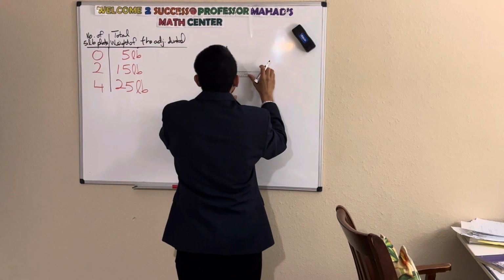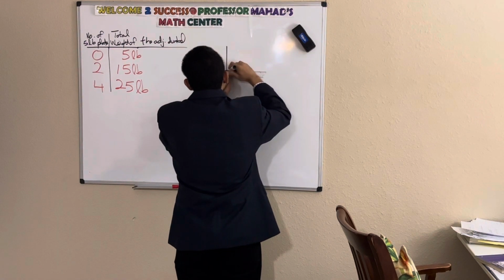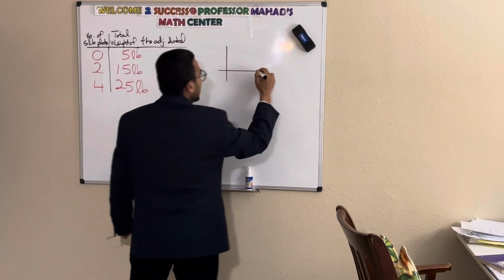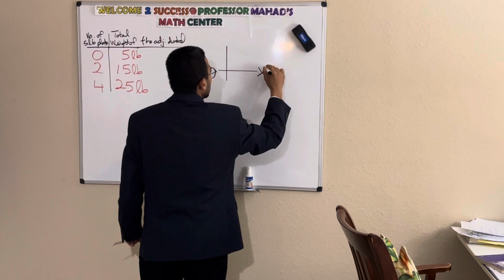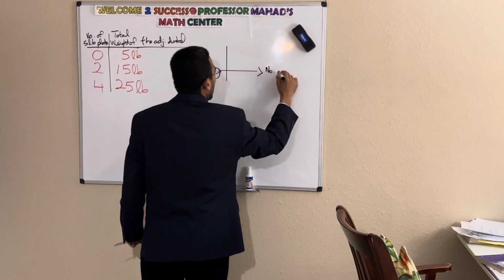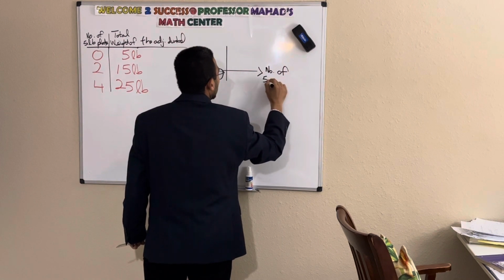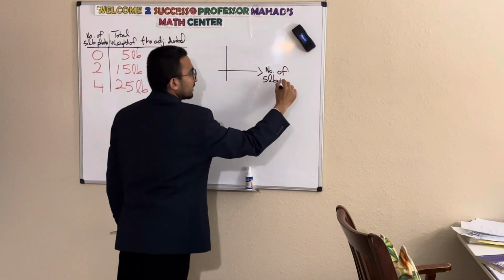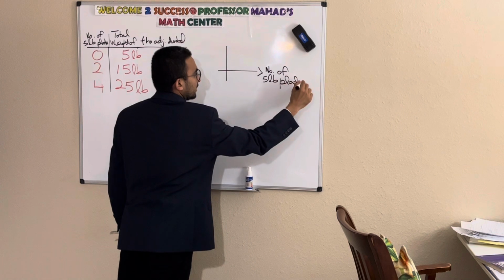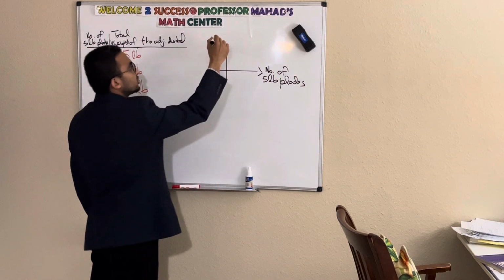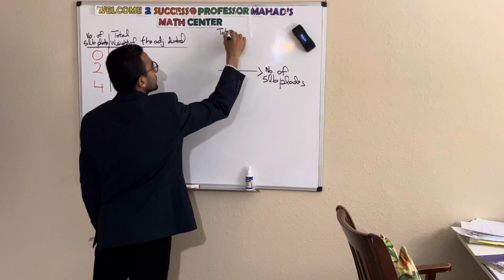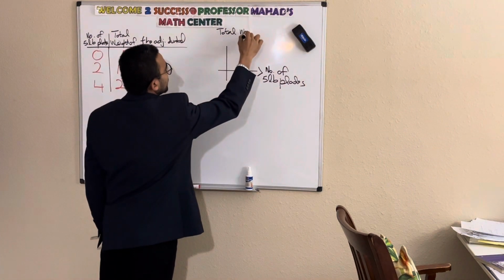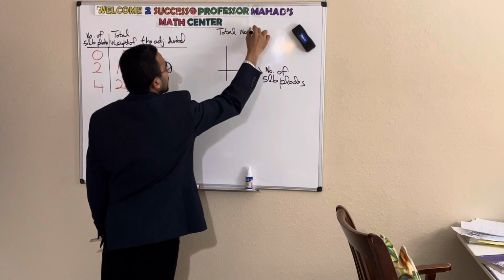I have the x-axis. So the x-axis is the number of 5-pound plates, and the y-axis would be the total weight. I'll just write total weight. We already know we're talking about the total weight of the adjustable dumbbell, right?